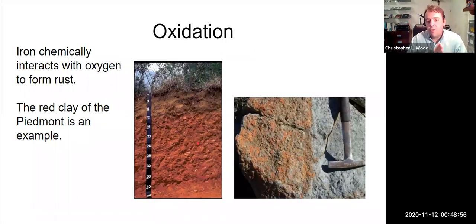So start with oxidation. This is really simple. Rust. So iron-bearing minerals in the rock will react with oxygen in the air to form rust, Fe2O3. The clay in the Piedmont, that red coloration of the clay, is due to oxidation. So the rock has been chemically altered. It becomes looser and, you know how clay acts, it's very small particles, gets in your clothes and never comes out. But oxidation, rust.